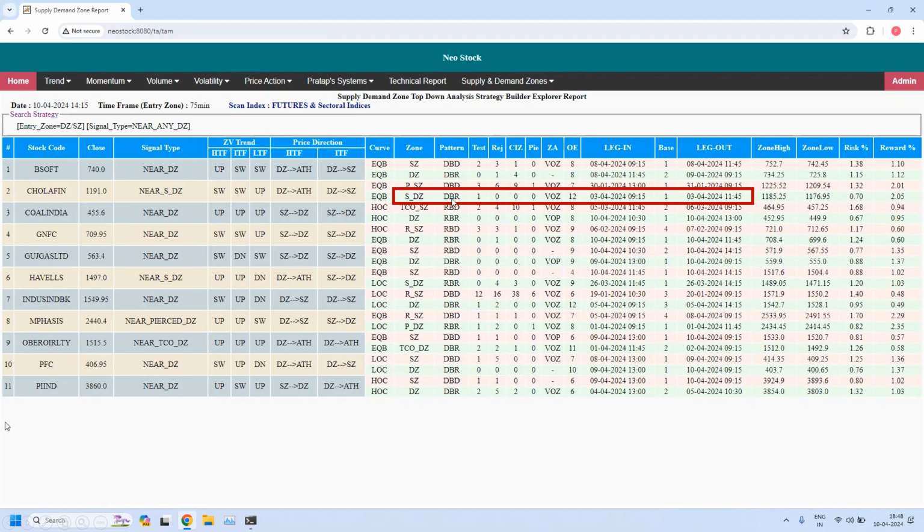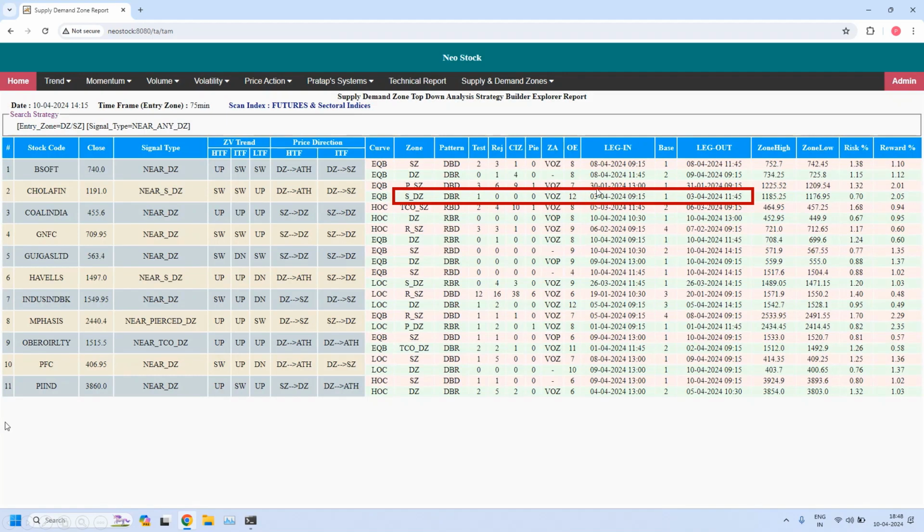S underscore DZ and R underscore SZ are the powerful high liquidity zones. Among all the high priority, high liquidity zones, especially daily time frame and 75 minutes time frame, this type is very, very powerful, much superior than any other high liquidity zone. So we got that zone.